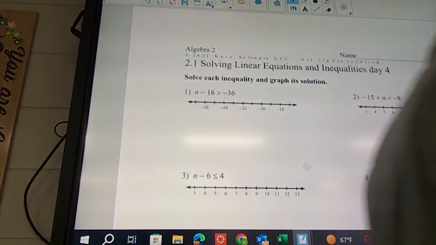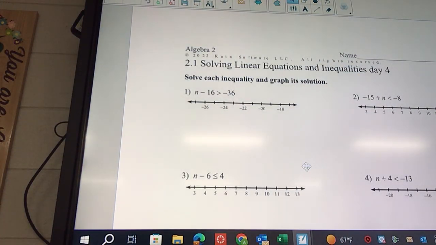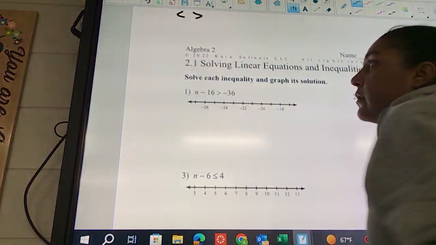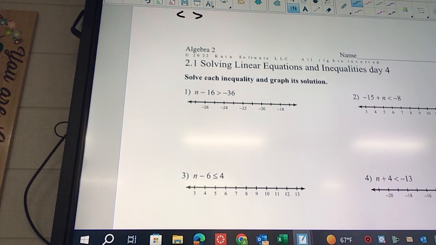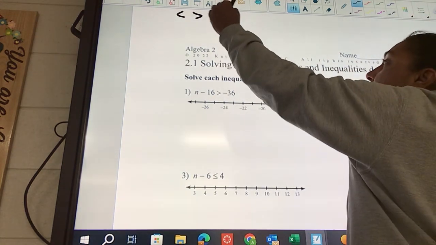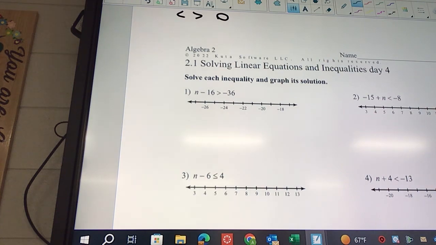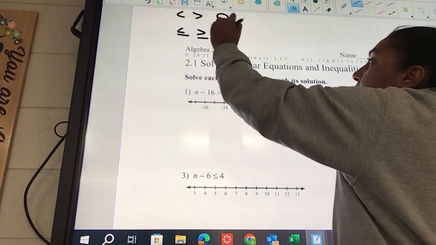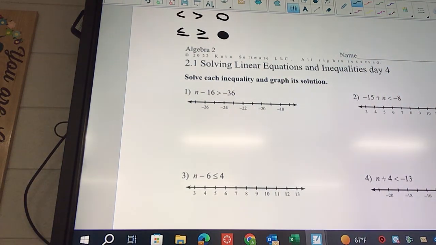Before we can even graph them, you do need to understand the picture. If we have a sign like this or like this, with no line underneath it, it's going to be an open dot. The same way before we had a dotted line with those. And these ones were a solid line, so these are going to be a closed dot. I would say the hardest part about these is that some of you don't know how to read the alligator mouth. So that is by far the hardest part.